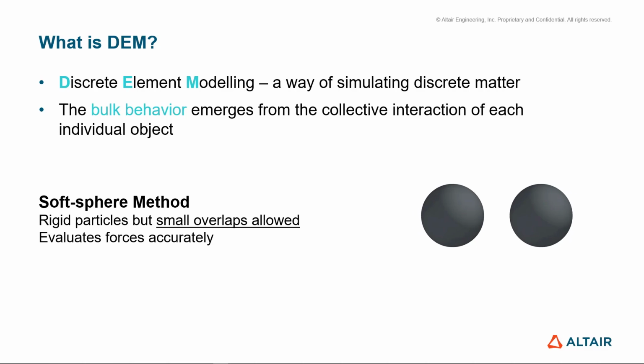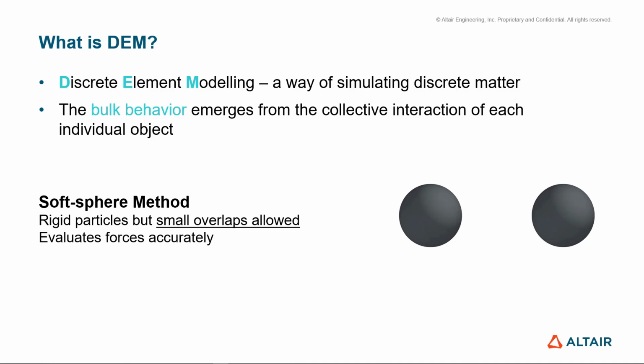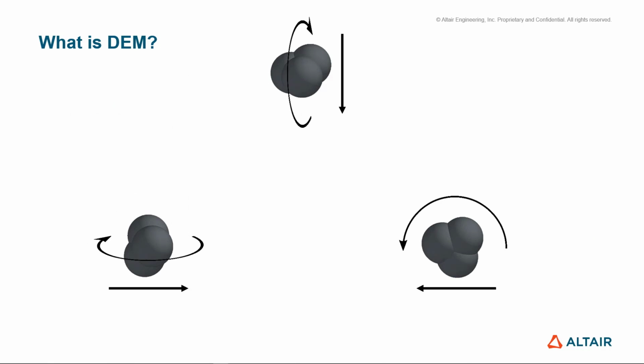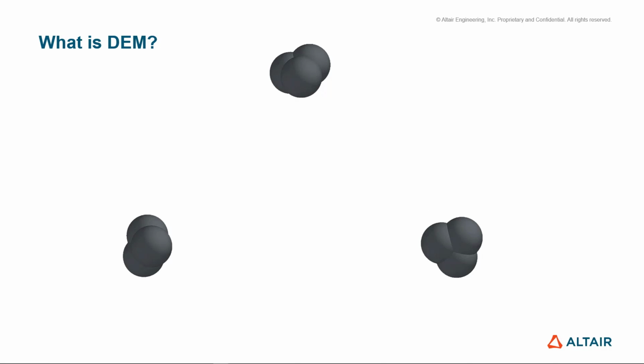DEM is a way of simulating discrete matter, in our case particles that represent granular material, or any particle that we want to simulate. In DEM, the particles are assumed to be rigid, but small overlaps are allowed to represent deformations during contact. And because of the existence of those overlaps, we can calculate normal and tangential forces between the particles. Here is a simple example of three particles colliding.